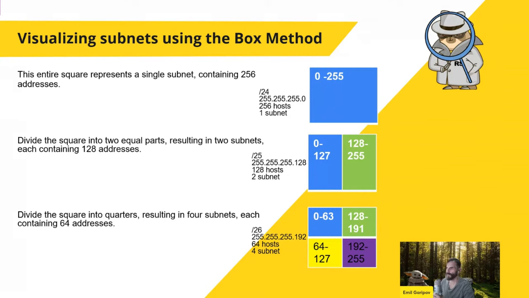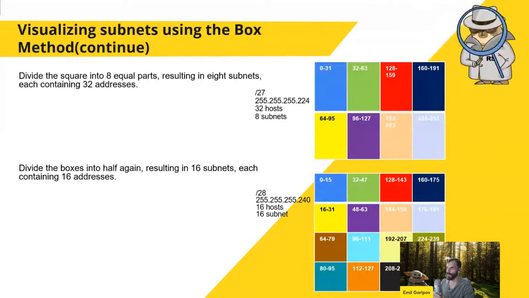We can do the same with the next box, and we can split the square into quarters, resulting in four subnets, each containing 64 addresses. Let's move on further, and as you can see, using this method, we can divide the square into equal parts more and more. For example, into eight equal parts, resulting in eight subnets. Into 16 boxes, which results in 16 subnets, and so on.